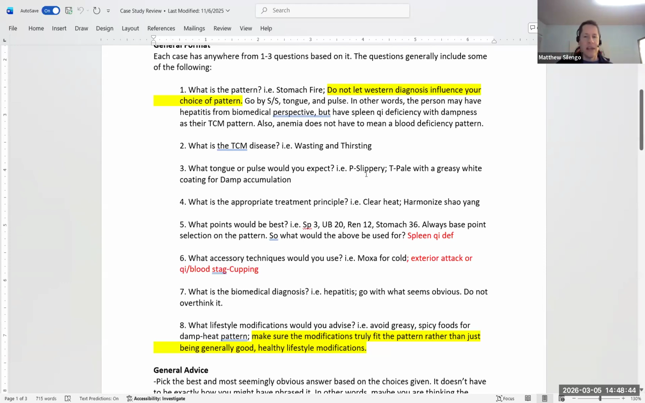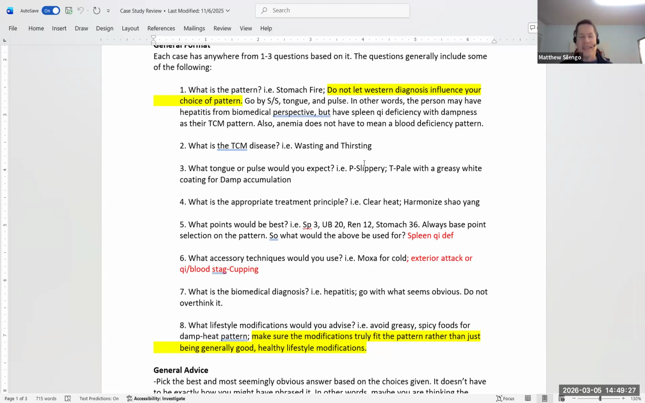So, for example, if a person has a slippery pulse and they have other signs and symptoms of damp accumulation and they ask you what tongue you would expect, you might suspect that it would be a pale tongue with a greasy white coating, because greasy white coating typically indicates some kind of damp or damp cold accumulation. Or vice versa, they give you the tongue and they maybe also give you some signs and symptoms like distended abdomen, diarrhea, and they ask you what pulse you would expect. And if you're thinking they have damp accumulation, then you'd probably assume they have a slippery pulse.